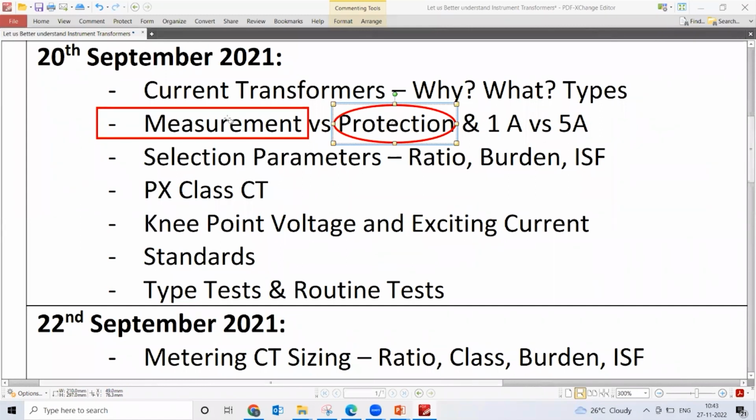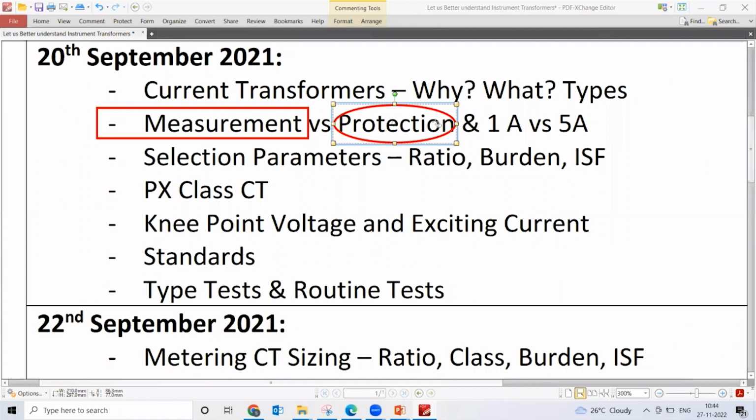So the ideal expectation on the measurement device is that it has to faithfully reproduce what is available in the quantity to be measured on the primary, in a well-known defined ratio, accurately up to the rated current. After the rated current, it need not worry about anything, and after a certain value it has to stop reproducing it. But protection is the other way around.